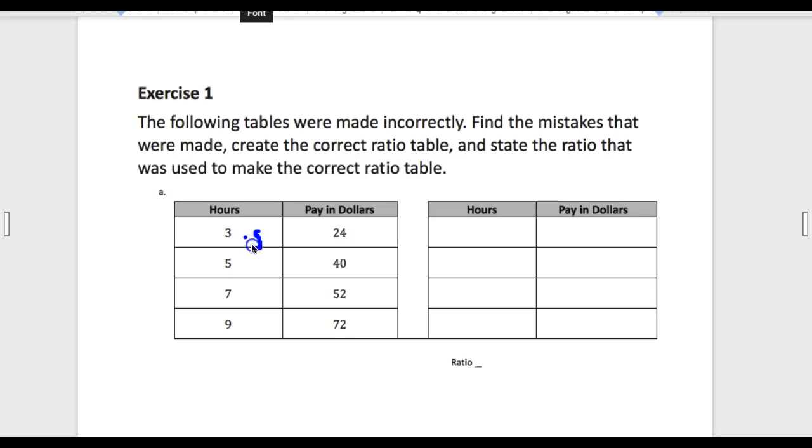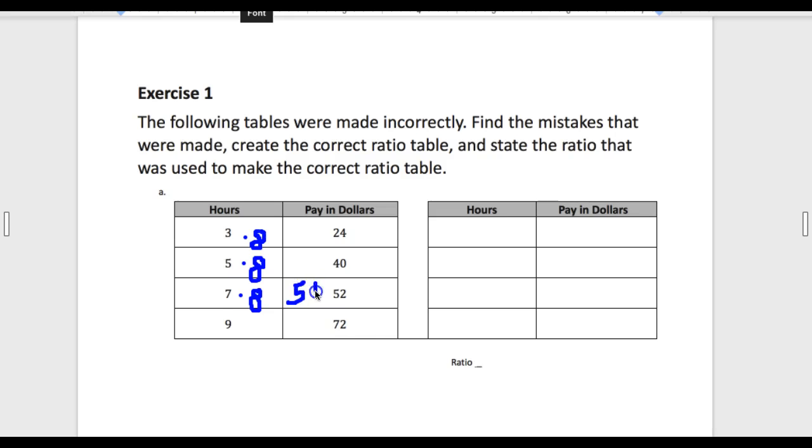How about 5 to 40? Could you multiply by 8 again? Sure you can. So 5 times 8 is 40. That looks like a pretty good pattern. What is 7 times 8? 7 times 8 is not 52. We'll have to go and look at that. What's 7 times 8? Right, 7 times 8 is 56.